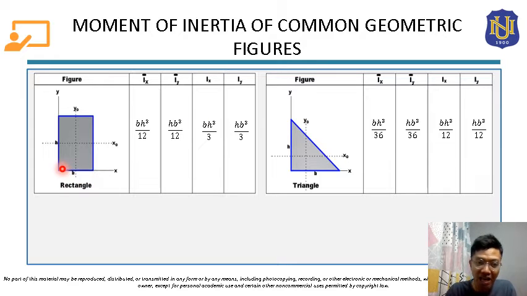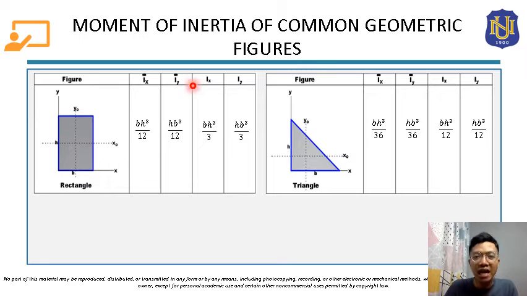So in this case, the x-axis is at the base of the rectangle. So this is the base of the rectangle, or this is the x-axis. The moment of inertia measured from this axis of this rectangle will be bh cubed over 3. We already derived this from our sample problem that we solved. So that will be the moment of inertia with respect to the x-axis if the x-axis is at the base.